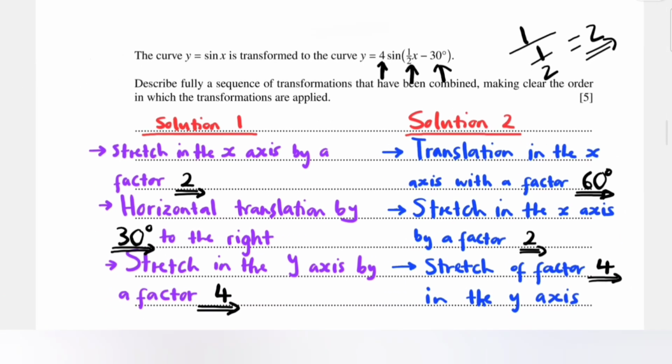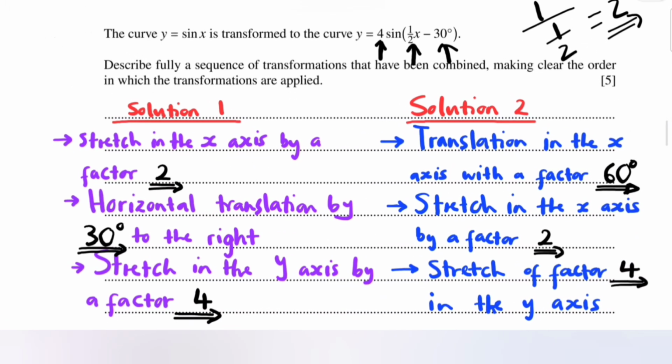And I kind of get it. This person who came up with solution 1 probably started with the transformation that is closest to x, which is the stretch from what we can see, just by looking at the question, which is the half x, and they say it's a stretch, followed by the translation, and lastly the stretch. But let's now look at solution 2.